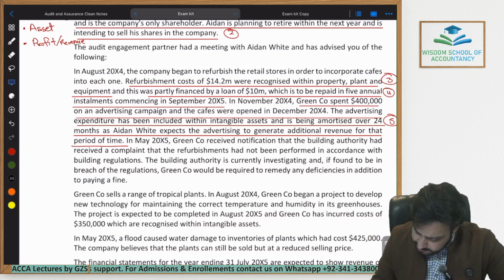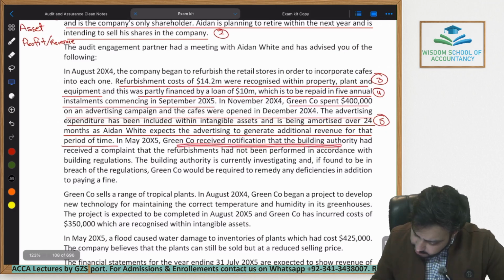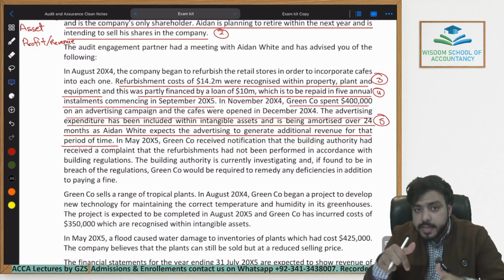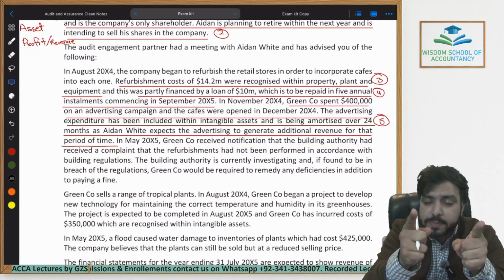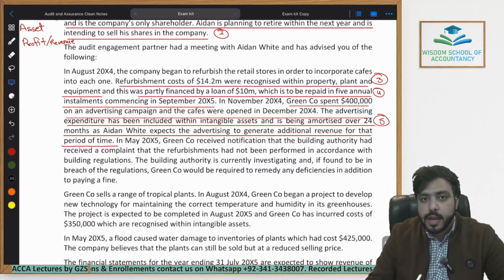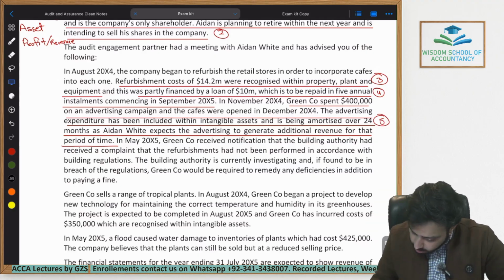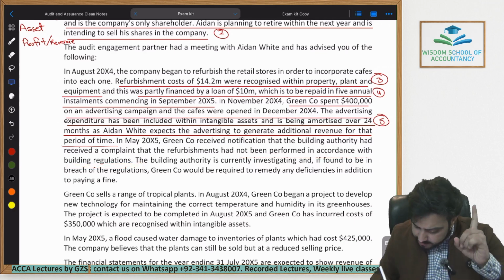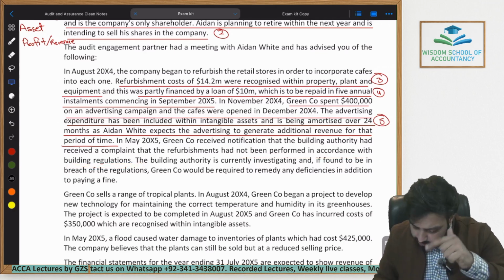The question states that Green Corporation received a notification that the building authority received a complaint. So the building authority in their city received a complaint that the refurbishment they had done to their shops was not according to what? According to the building regulations. They had to follow rules, they did not follow them. What is the risk in this case? We will discuss it later on, but let's read it.